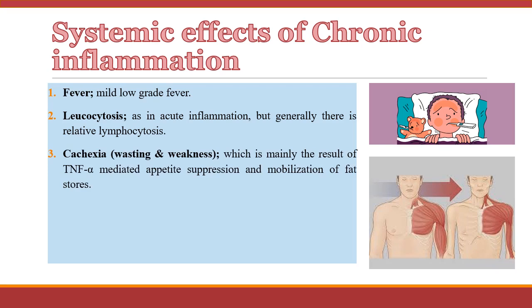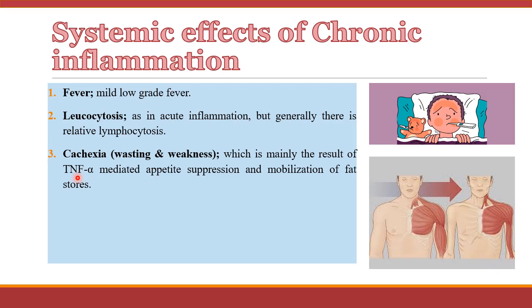Additionally, in chronic inflammation, we are going to see something we call cachexia. Cachexia means wasting of the muscles or the tissues, and weakness. Wasting means loss. We start to see loss of muscle volume, loss of some of the fatty tissue, and weakness of the body. This is caused by release of tumor necrosis factor alpha as a chemical mediator. This causes appetite suppression, so the patient has anorexia. He doesn't want to eat.